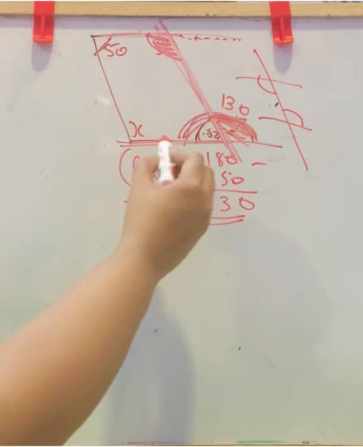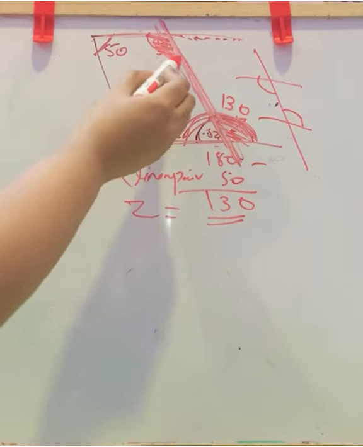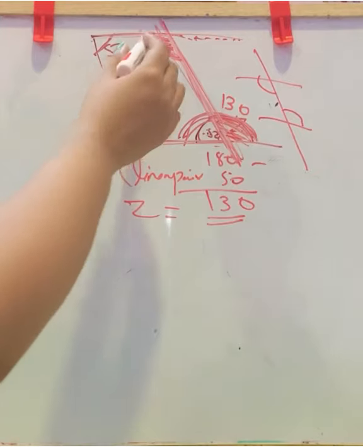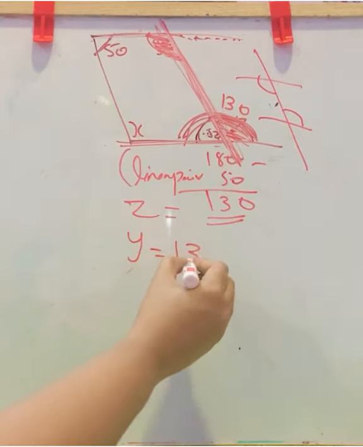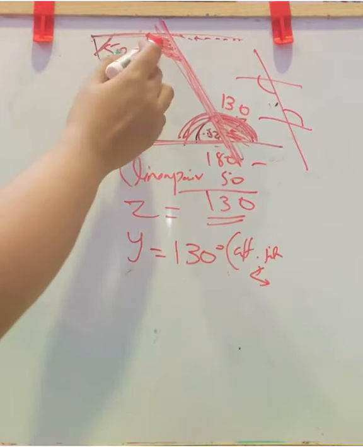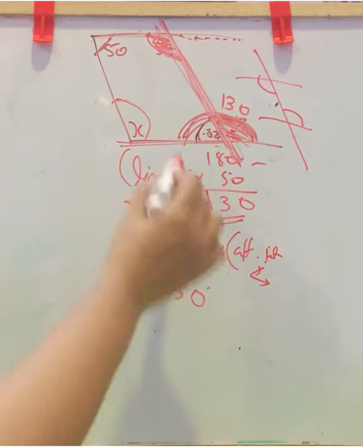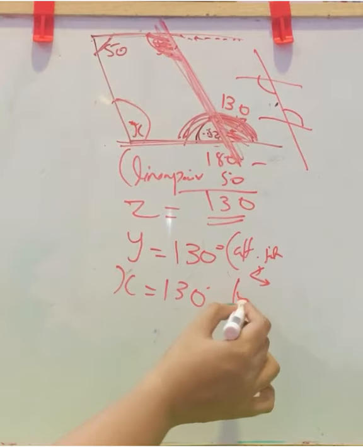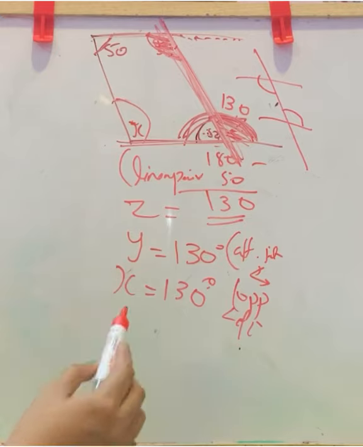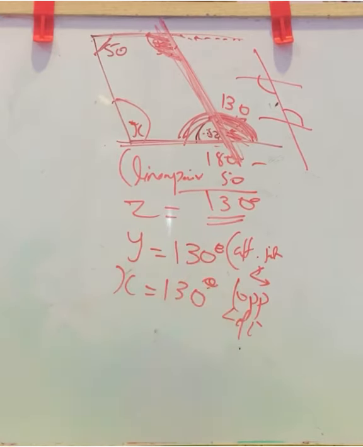That is, these two lines, a transversal is falling on them. This angle and this angle will be alternate interior angles and they are equal. So we can say y equal to 130. Reason is alternate interior angles. And if this is 130, you can say x is 130 because these are opposite angles of a parallelogram. So we got z is 130 degrees, y is 130 degrees, x is 130 degrees.